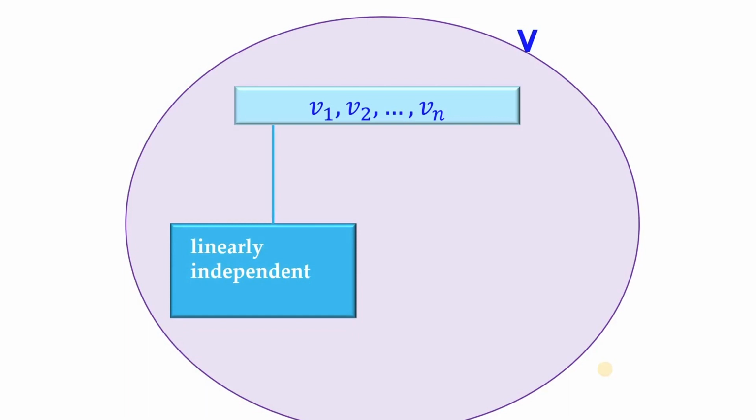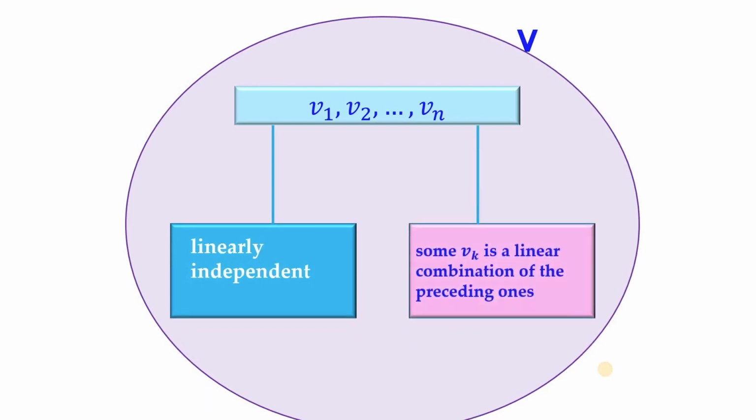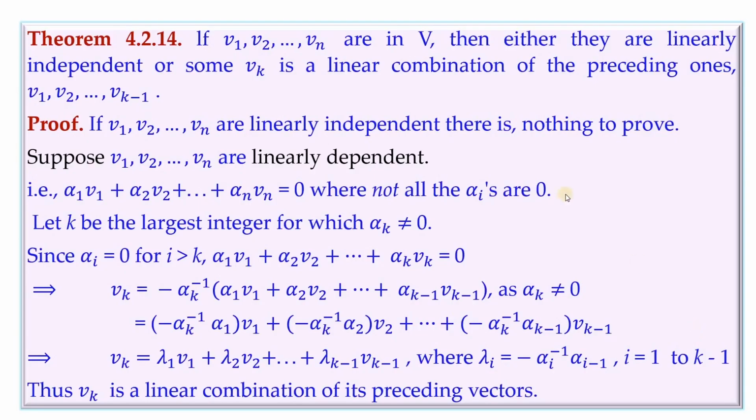then we can have V1, etc., Vn to be either linearly independent or some Vk is a linear combination of the preceding vectors. That is, given a vector space V, if we randomly take a set of n vectors, what can we say about them? Either they could be linearly independent or some Vk in this is a linear combination of its preceding vectors. That is what is proved in this theorem. If V1, V2 and so on Vn are in V, then either they are linearly independent or some Vk is a linear combination of the preceding ones, namely V1, V2 and so on Vk minus 1.